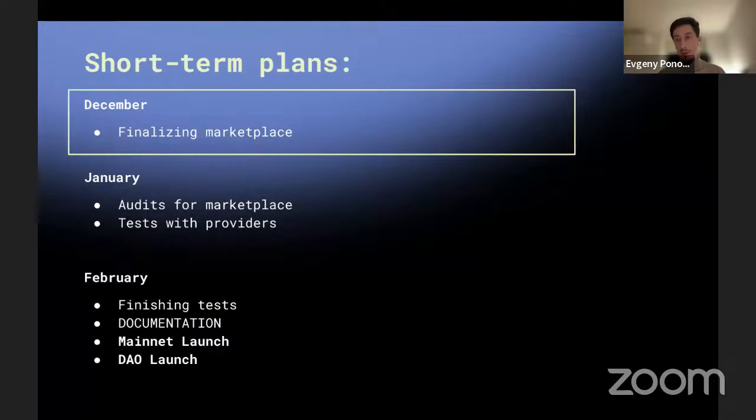We of course are going to be working on a lot of documentation during that time, for developers and overall about Fluence, to understand better how it all works. Together with mainnet, the plan is to launch the DAO that we have been talking about. We're going to provide more information about the DAO in January. That's the plan for the next two and a little bit months.